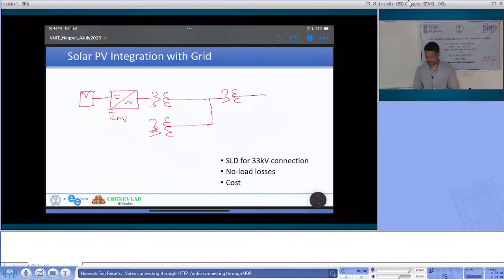Alright, so this is how a typical solar farm would look, right? There are solar panels, some of which are connected in series, and a few strings in parallel, and they feed to one inverter. Let's call it inverter 1.